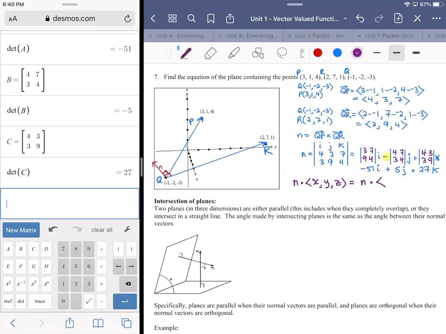So I'll go with Q because that's where I drew my diagram. How about that? I drew my n over there. So -1, -2, -3. Again, our n, I wrote it in ijk notation, but it's really the same in component form, -51, 5, 27. So -51x plus 5y plus 27z.